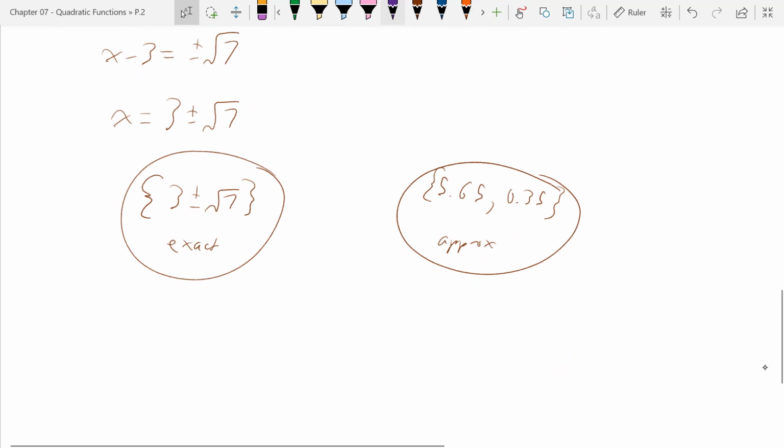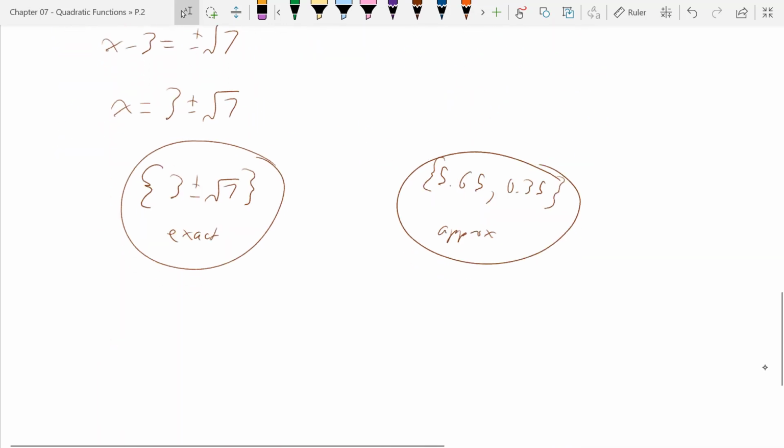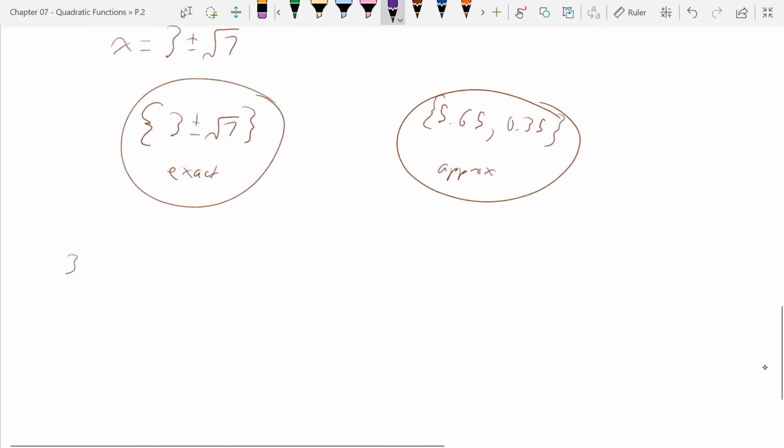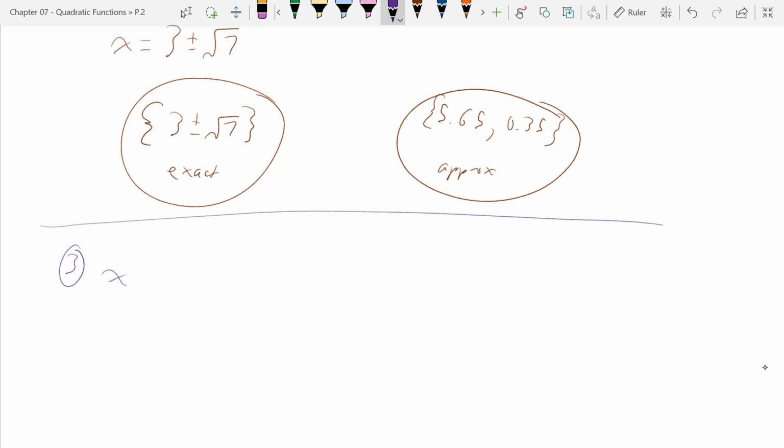Usually your directions will ask you for the exact solutions, but it's useful to know the approximate solutions would help you if you're doing any sort of science work where you want to measure something. So let's do another one. x squared plus x minus 15 equals 0. And we want to solve this.